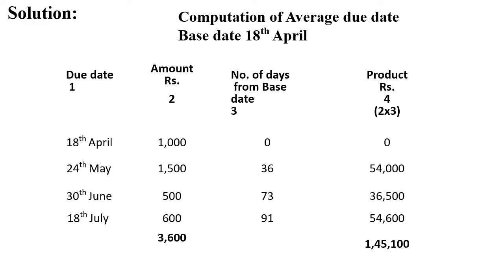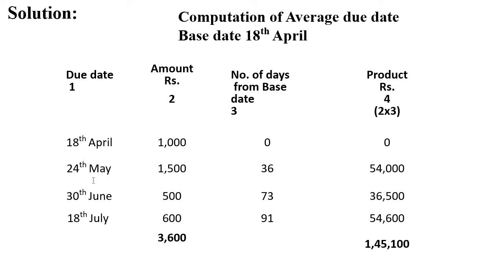The third column is number of days. This number of days is calculated from the base date. We all know the base date is 18th April. So there is no days from 18th April. The first day is considered as zero days, null days. So for 18th April, it is 0 since it is the base date.